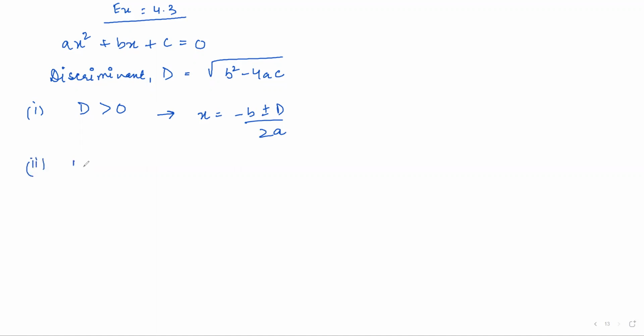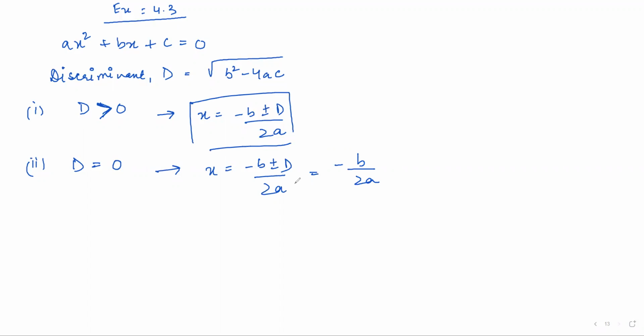And second, if your discriminant is coming out to be 0, then also the roots are this only, minus b plus minus d by 2a. You will write d equal to 0. So what will you get? Minus b upon 2a. So you don't have to remember so many things. Just remember if d is positive or equal to 0, the roots are this. And here you can put d is equal to 0.